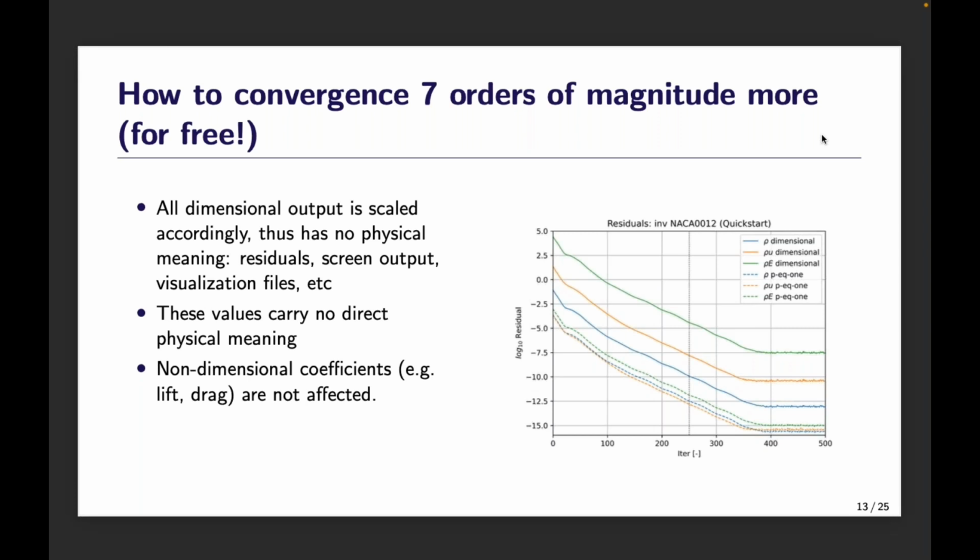So the solid lines here are just the inviscid NACA 0012 quick start that we all have come to love. And the solid lines are dimensional, and the green line here is the total specific energy residual, and the blue line is density.